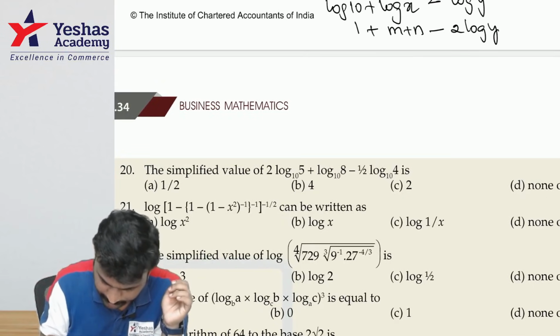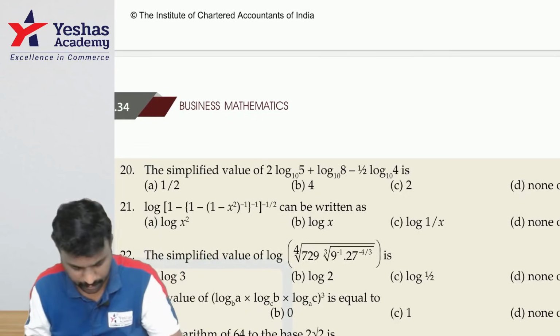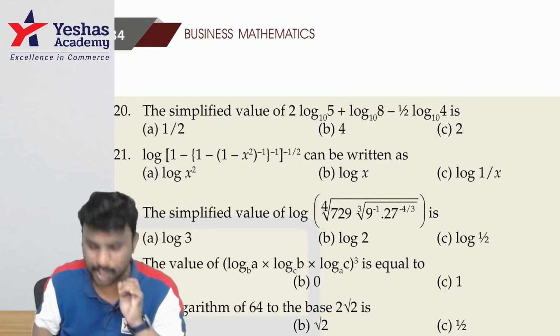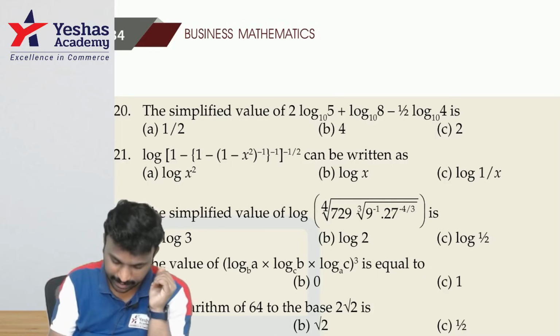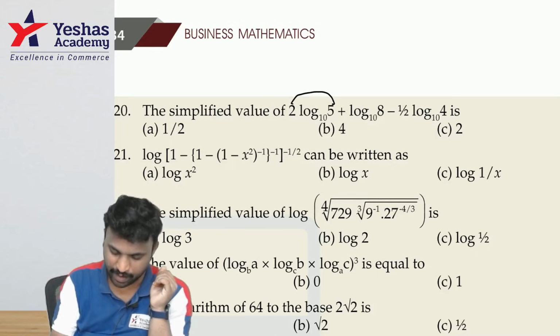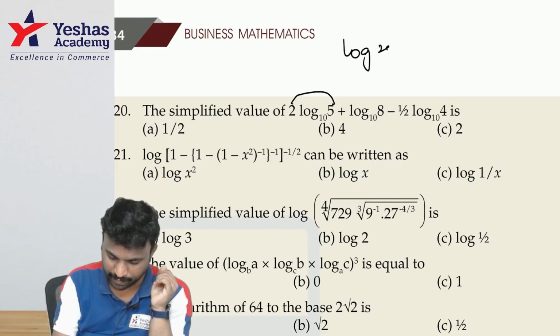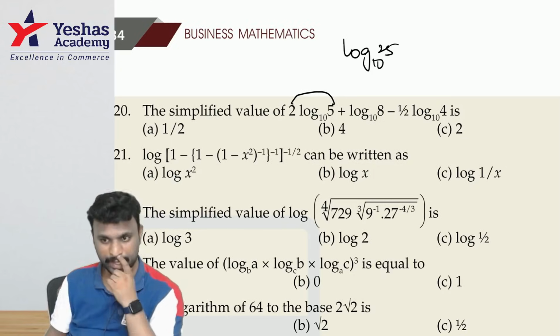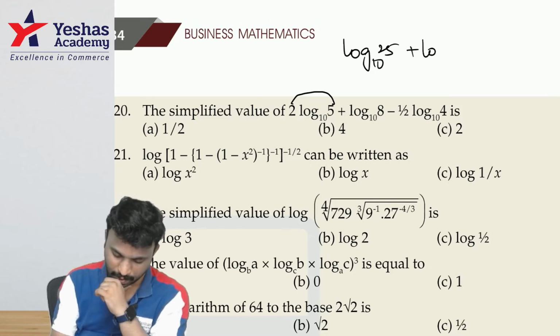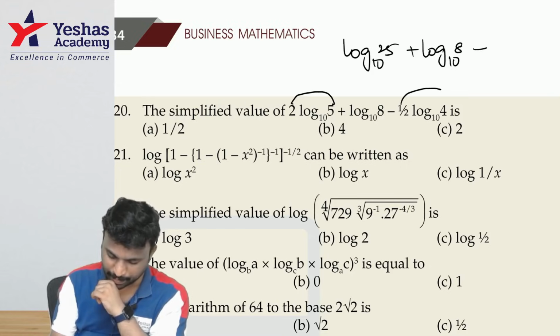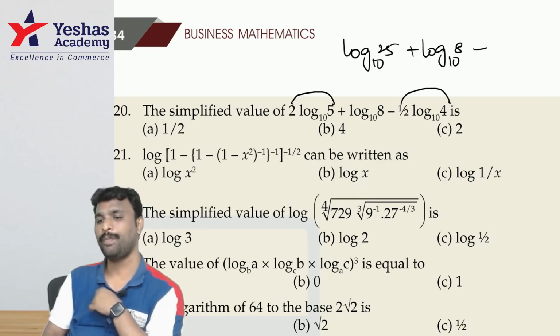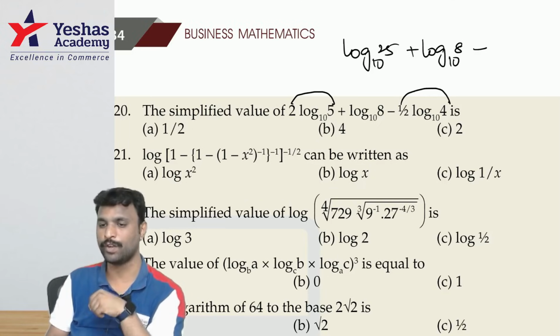Question number 20. You're asked to find the value of this expression. Everybody, can I take this as a power of 5 and write this as log 25 to the base 10? Because 5 square is 25. Plus log 8 to base 10, let me write as it is. Can I take this 1 by 2 as the power of 4? 4 power 1 by 2 is root 4. Root 4 is 2.